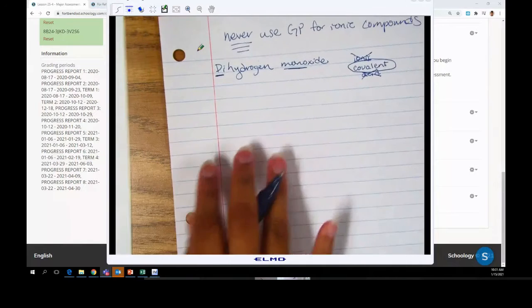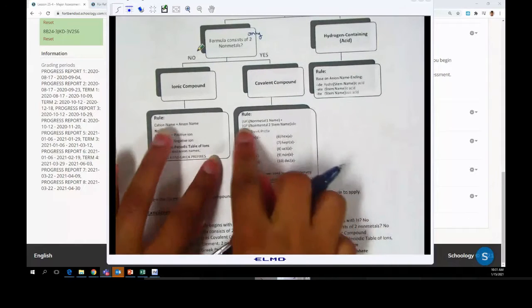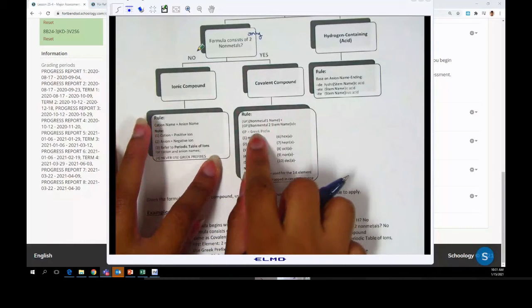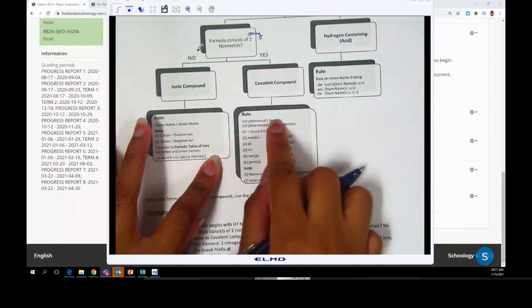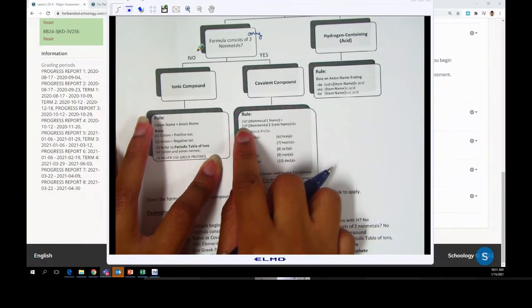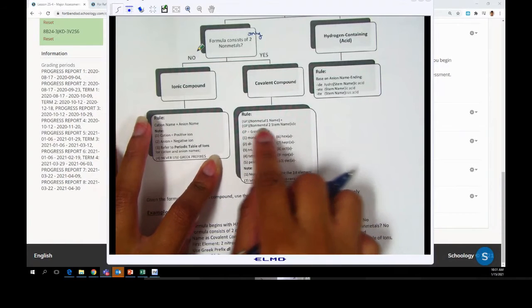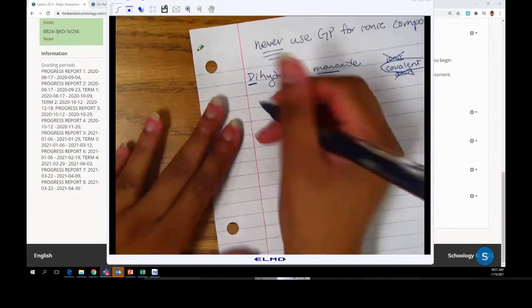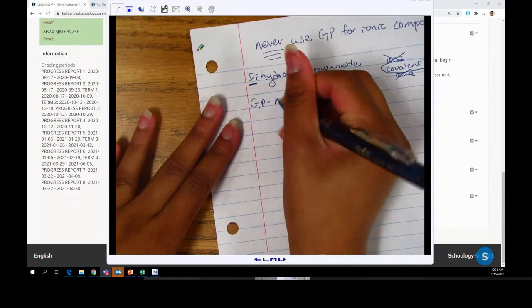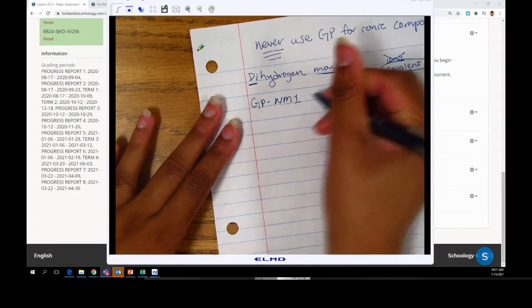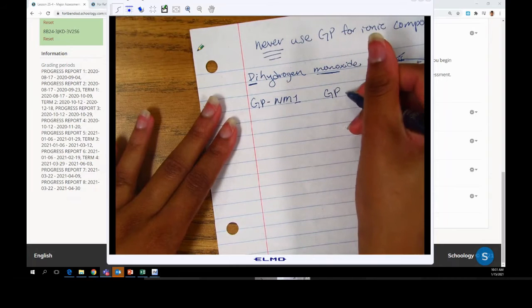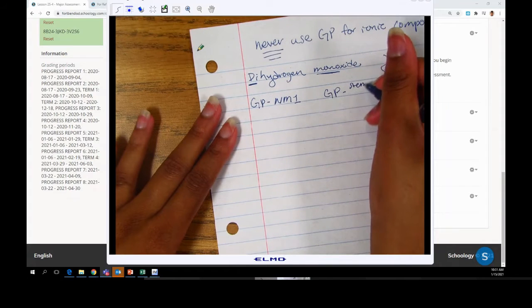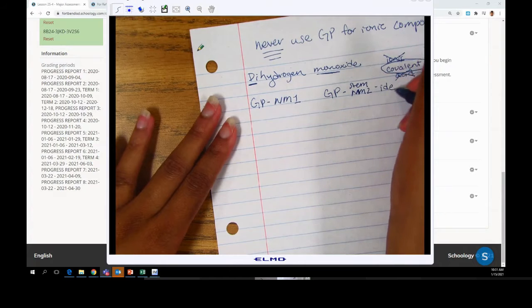So I know from my flow chart that my rule is going to be a Greek prefix, the first nonmetal's name, second word, Greek prefix, the nonmetal stem name for the second one, and then it'll end in "ide." Greek prefix, nonmetal one, then another Greek prefix, the stem name for nonmetal two, and then "ide."